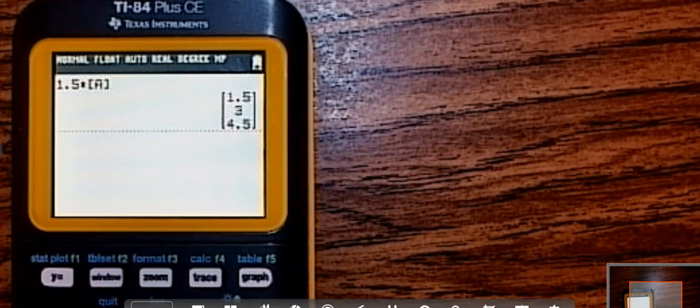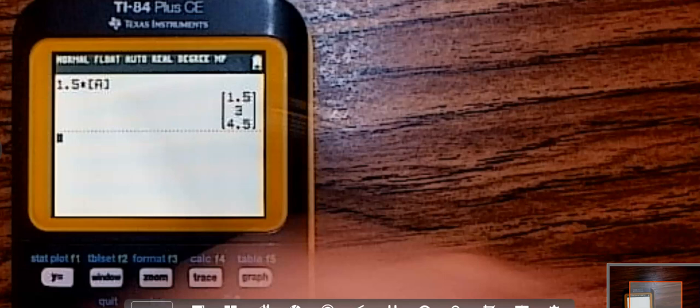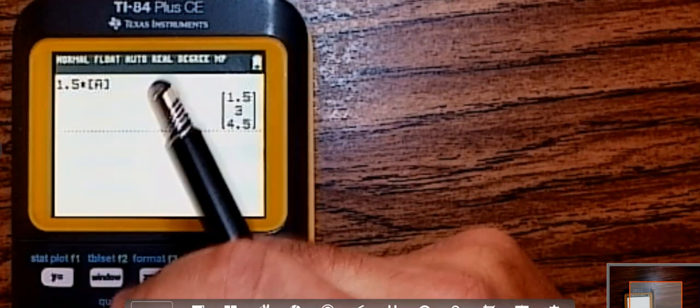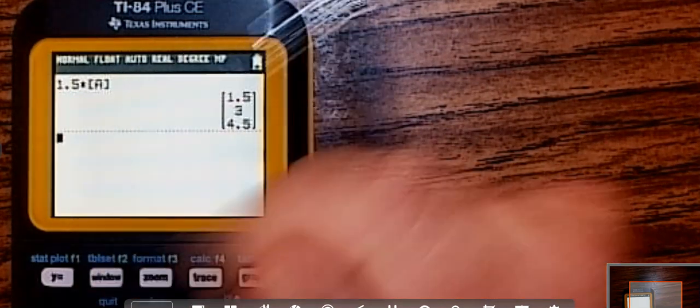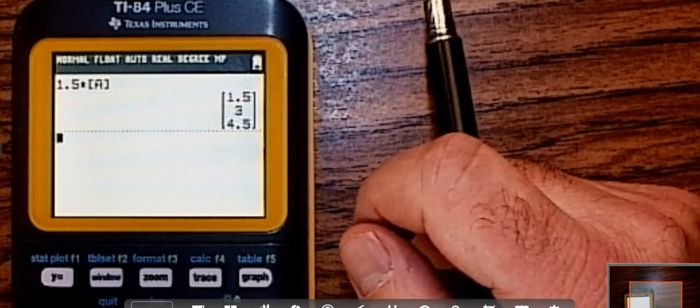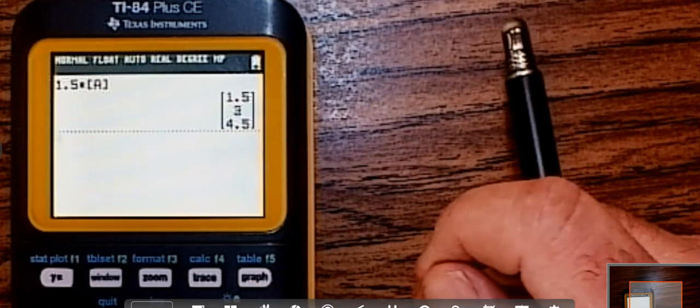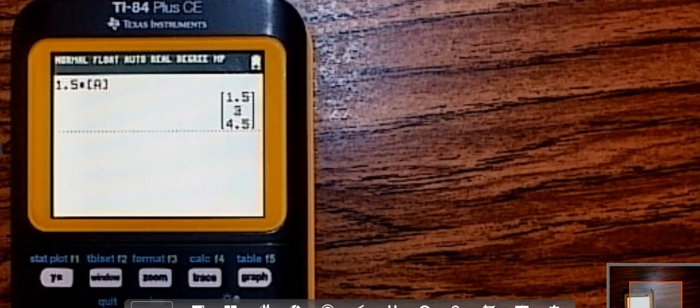That's some cool math. How did you get the editing thing back? Use the quit, which is above the word mode. So that jumps back to the home screen. And then you type your 1.5 times and then go to your matrix and use the names feature.